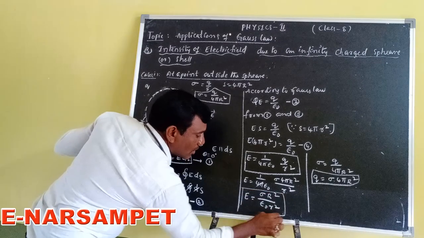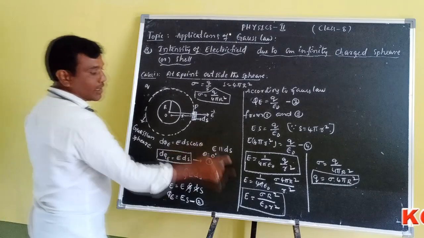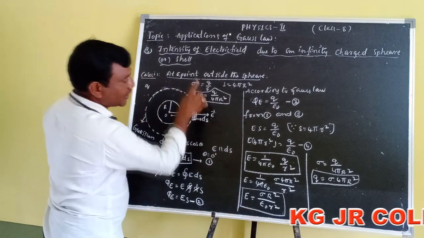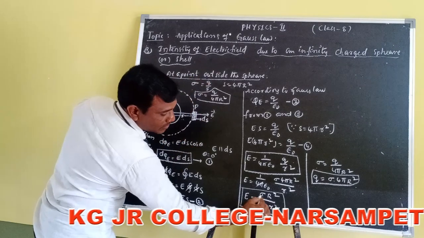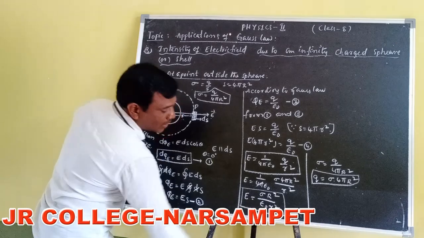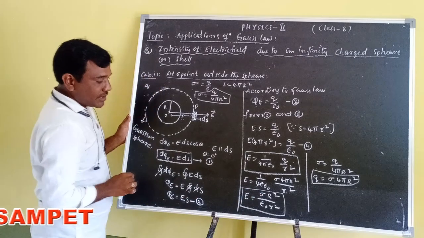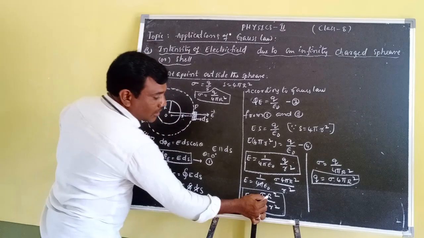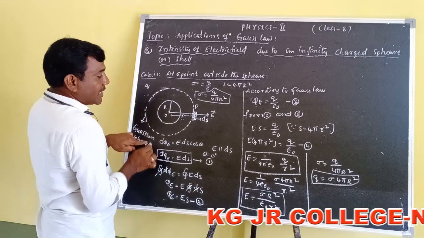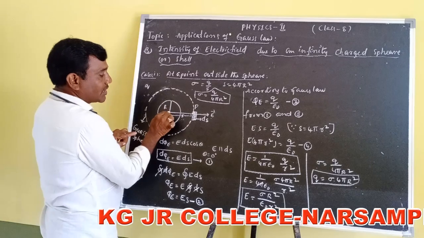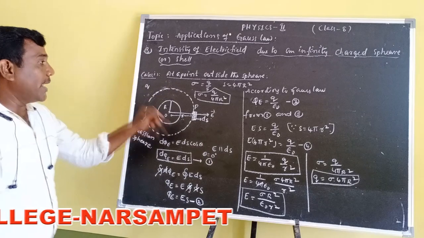Finally, we get the equation for the intensity of electric field due to an infinite charged sphere at a point outside, here this point P. Then E is equal to sigma R square by epsilon naught r square. From this equation, sigma means surface charge density of the sphere, capital R means radius of the sphere, and small r means the distance between the center of the sphere and the point, which is known as the point distance.